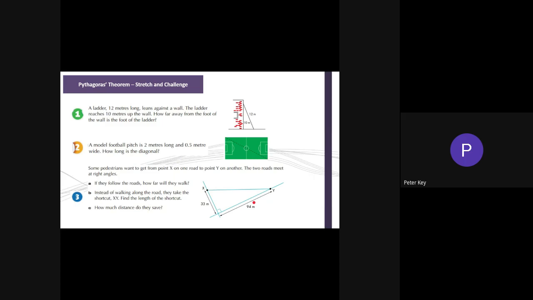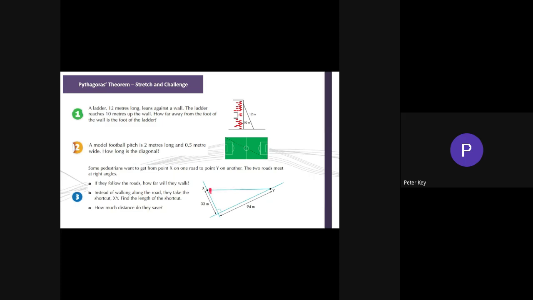So I want you to have a go at these questions now. I'll read them out for you. Give you a few minutes to have a go at them. So, question number 1. A ladder 12 meters long leans against a wall. The ladder reaches 10 meters up the wall. How far away from the foot of the wall is the foot of the ladder?